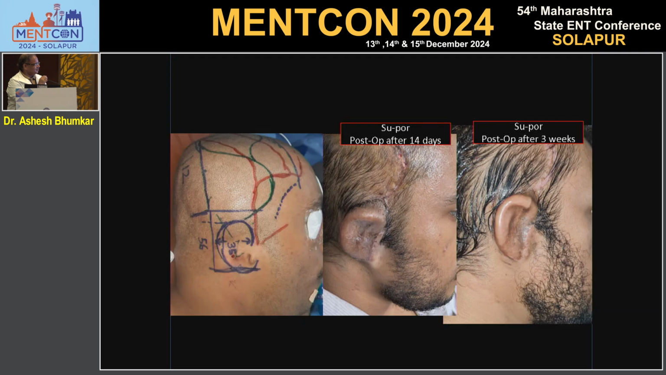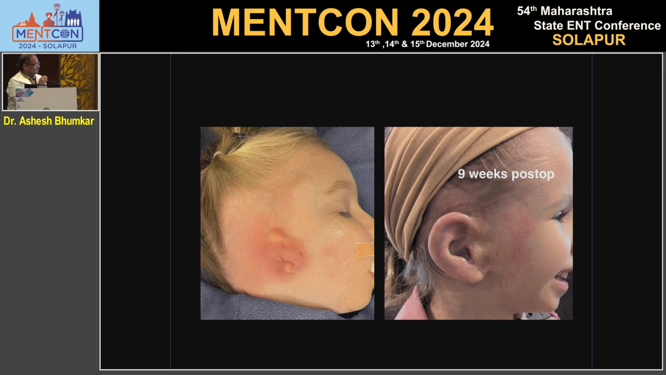This is one which we have done over a period of time. You see, it needs a very, very long flap, 11 or 12 centimeters by 13 centimeters, and then over a period of time the ear starts to look nicer and nicer. This is not my picture, this is my friend's picture. She is in LA and she's the one who guides me in the Supor, the finer nuances.